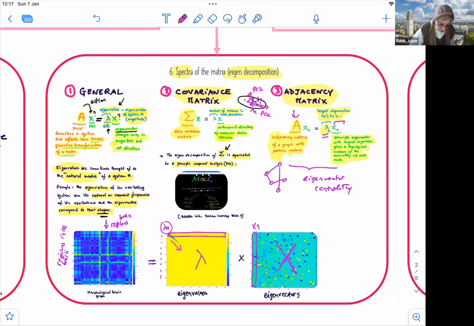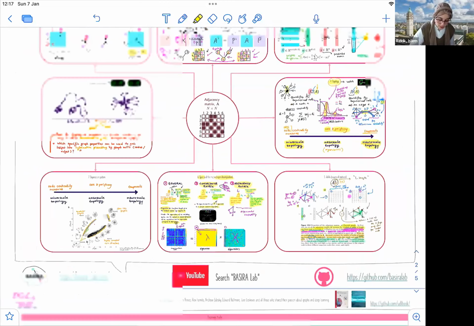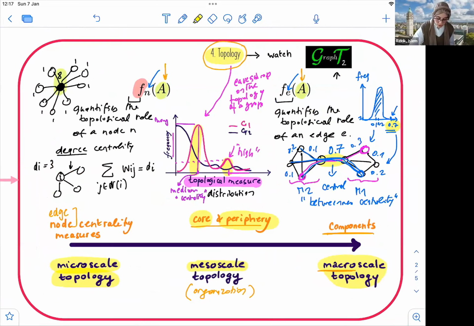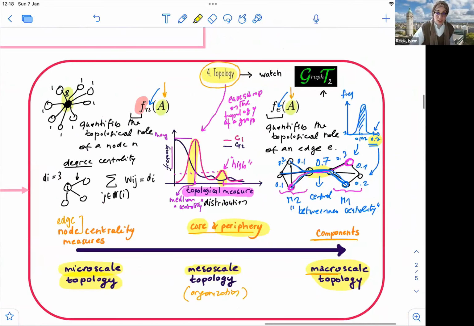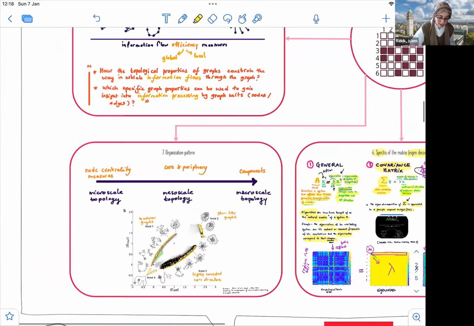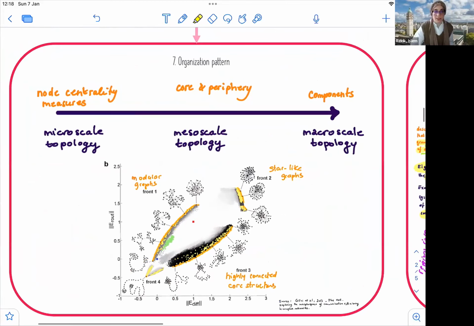So next, we'll look at the organization pattern. As I mentioned in the topology point, number 4 here, we said there is what we call microtopology, mesotopology, and macrotopology. If we plot the distribution of particular topological measures, we can imagine the structure of the graph. Okay, so we can eavesdrop on the structure and the connectivity of the graph. And this is an example here. We can use different topological measures, or we can define graphs with particular organizational patterns or properties.